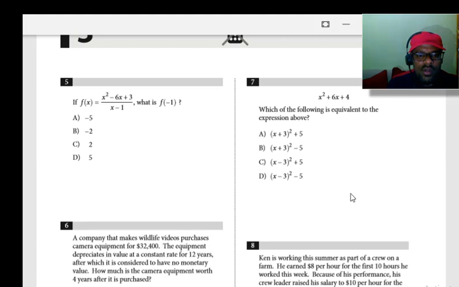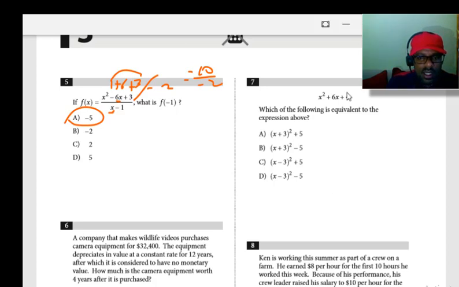Question number 5. So just directly substitute here. When you substitute minus 1 here, squared is 1, minus of this minus goes to plus 6, plus 3 over x, which is minus 1 minus 2 is minus 3, minus 1 is minus 2. So the total is minus 5.